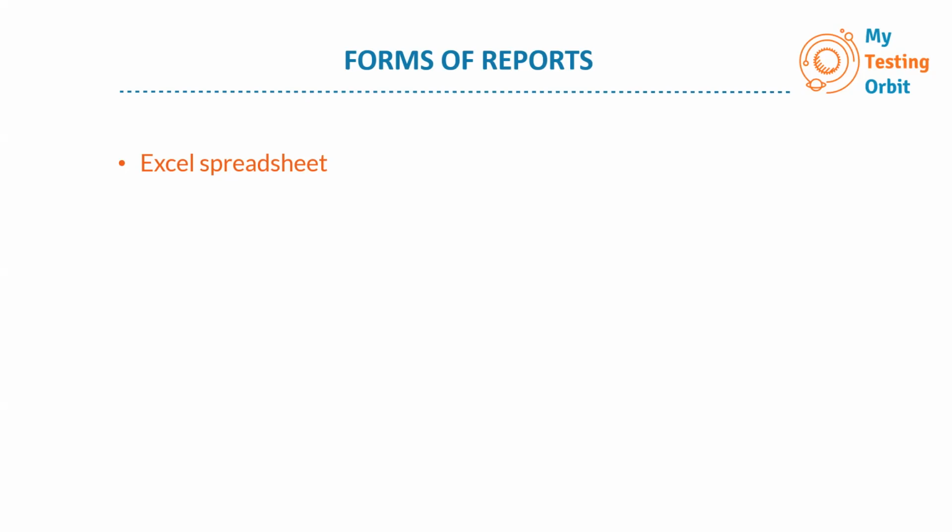So reports can be done in a traditional style, which can be in an Excel spreadsheet, or we can generate a report using a test management tool, like we are using Zephyr combined with JIRA. So we can generate test reports from there as well. Or if we are using an automation framework, then we can include reporting as part of the framework as well. So there are different ways that the reports can be generated.